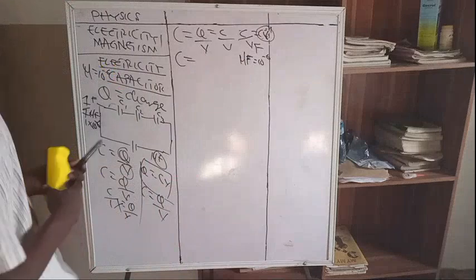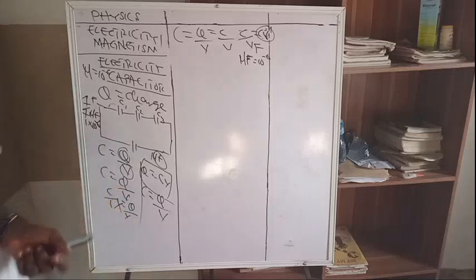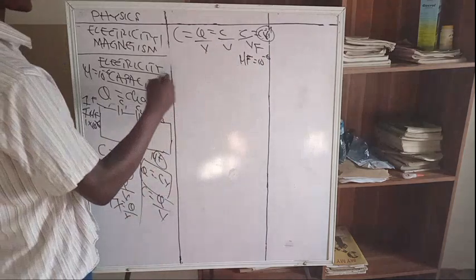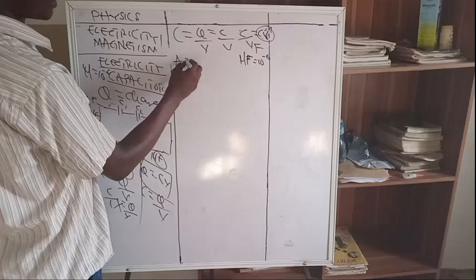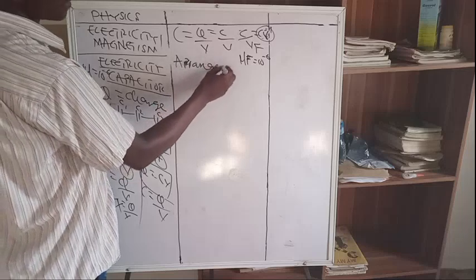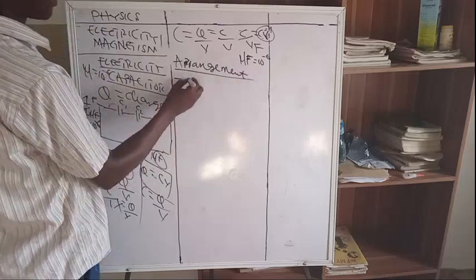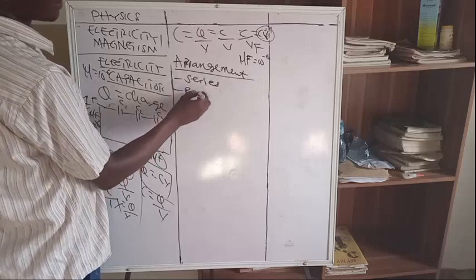Now let us see the arrangement of our capacitor. Don't forget that I've mentioned the types of capacitor. We can check other several types of capacitor we have. I said we have paper capacitor, we have mica capacitor. You can check other ones. So now I've mentioned the formulas and the SI unit. So, the arrangement of capacitors. When you are talking about arrangement of capacitors, your capacitors can be arranged in 2 different ways. You can have a series arrangement and you can have a parallel arrangement.